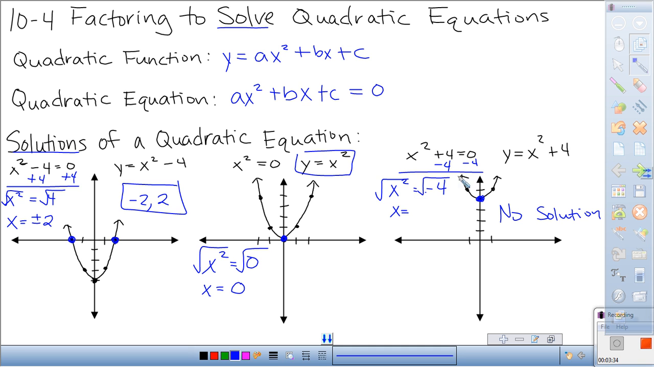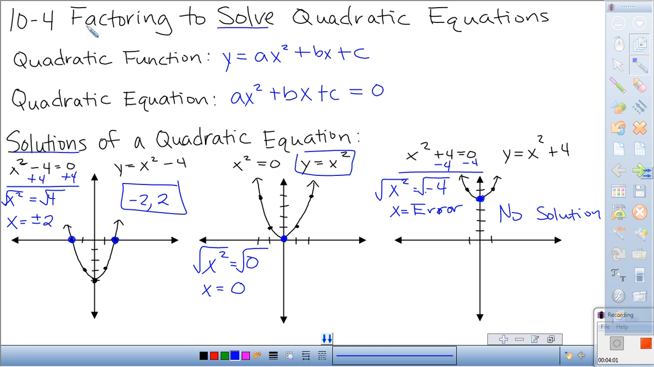If you put this in your calculator, you will get an error because there is no number times itself that will give you a negative. Like here, the square root of 4 is 2 or -2 because 2 times 2 is 4 and -2 times -2 is 4. So the square root of 4 is 2 or -2. For the square root of -4, there's no number times itself that will give you a negative, and that's why you get no solution. And you see, yeah, it doesn't cross the x-axis.